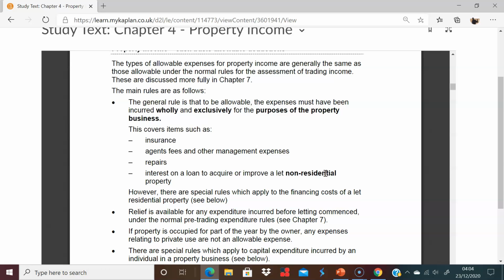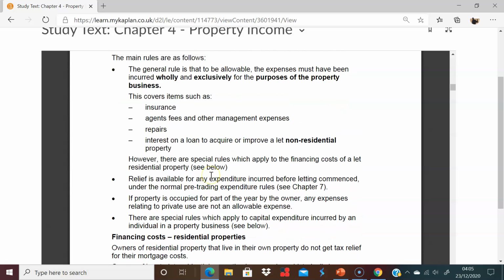So really, the argument is that these costs, your allowable expenses, must be wholly and exclusively for the business. Sorry, for the flat in question. And here are some examples: insurance, agent fees, repairs. This is really important again here. So once upon a time, all interest on loans taken out either to buy or improve a residential flat to let, a non-residential flat, so you don't live there, was allowable.